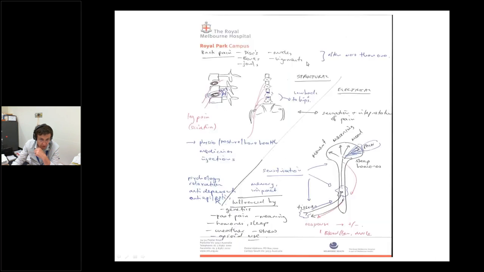Yes, there's a structural component. Patients come to me all the time saying this is structural, but there's an electrical component as well. And this is about sensitization and what you're feeling. And we need to wind this part down as much as managing the structural component.